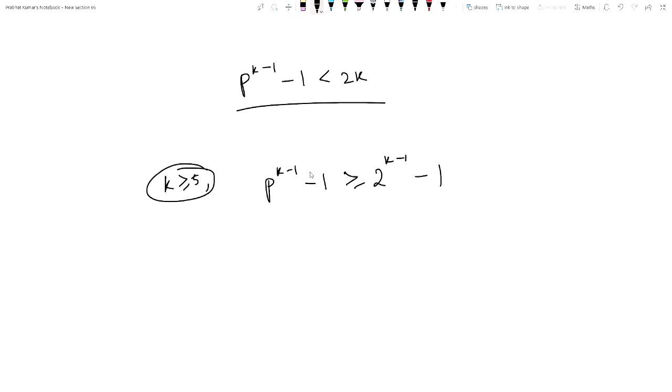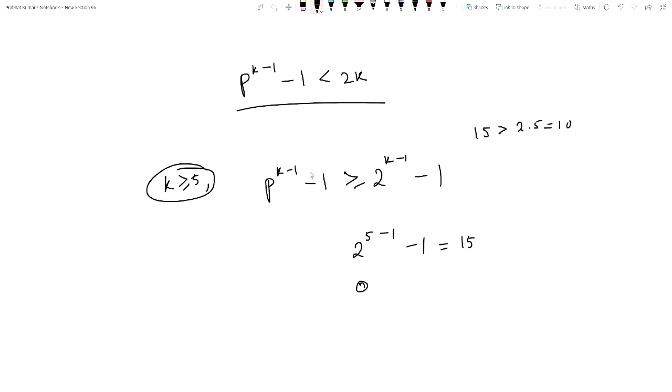If you put 5 here, then this is 2 to the power 5 minus 1. So it's 15, right? So k is 5 here, and 15 is actually greater than 2 into k, which is 2 into 5, that is 10.